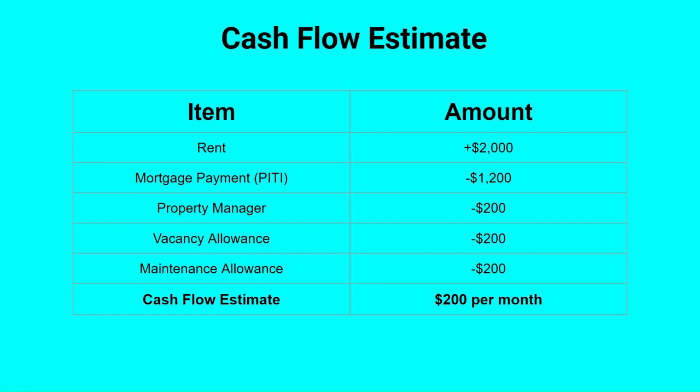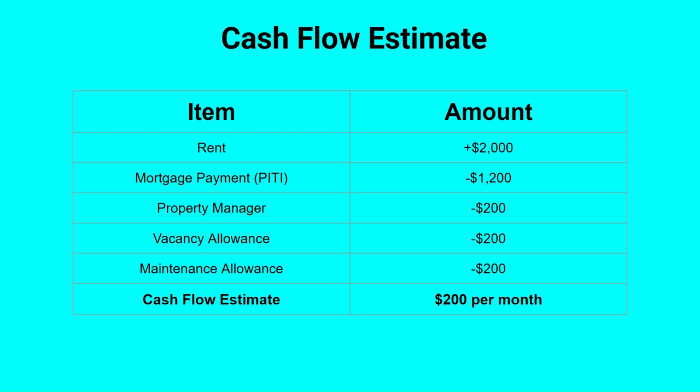If your rent is $2,000 a month, your mortgage payment, including principal, interest, taxes, and insurance, is $1,200 a month. You're paying $200 to a property manager. We are allowing $200 a month, or 10% of the rent, for vacancies.